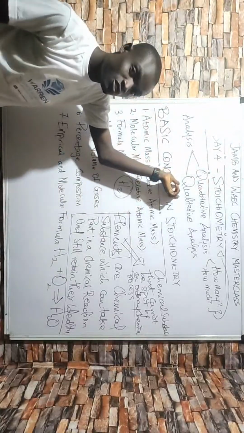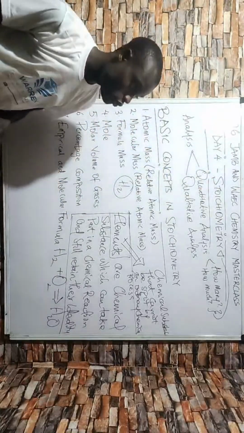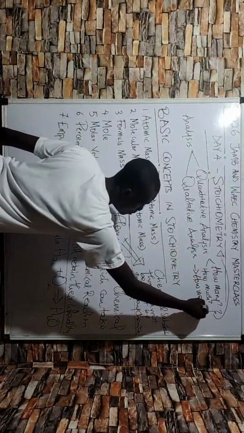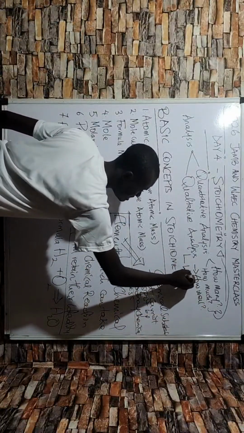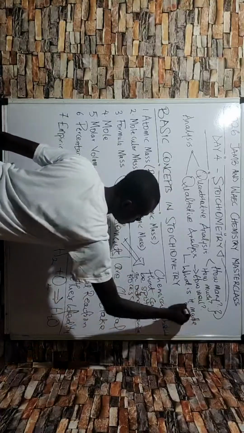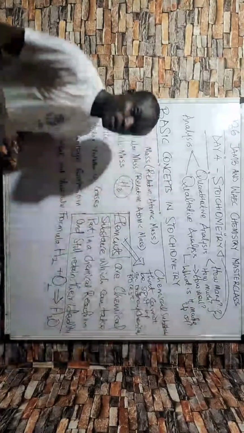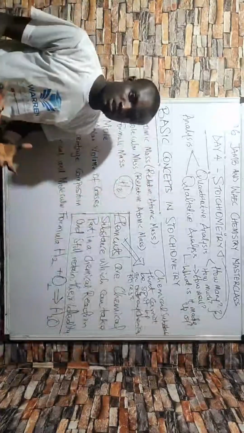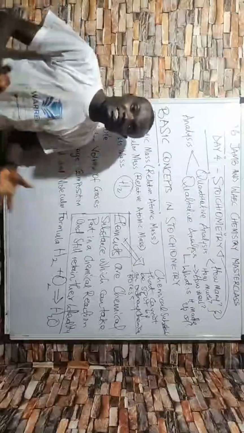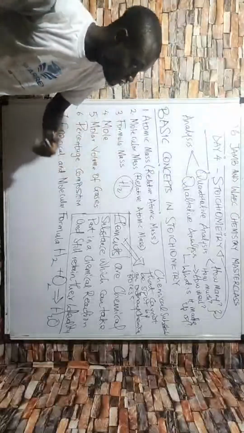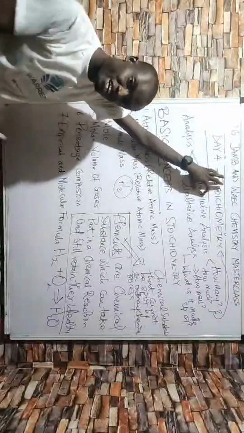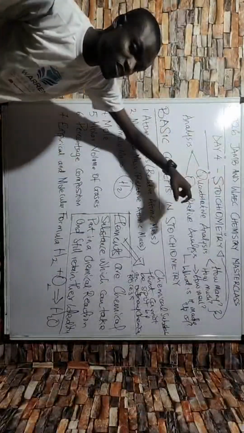But in qualitative analysis, we are asking ourselves, what is it made up of? Quality means how well, but bringing it to chemistry, we are asking ourselves, what is it made up of? So in chemical analysis, we are trying to check what we can find there, and how much of it we can find. If we are doing a quantitative analysis, we are asking ourselves, how much of this substance can we find? But when we are doing a qualitative analysis, we are asking ourselves, what is it made up of?